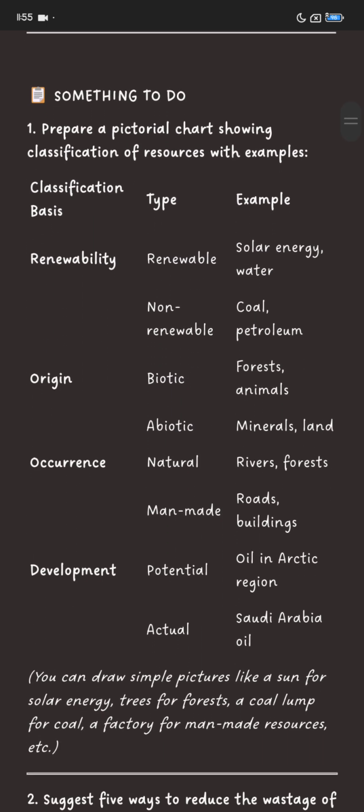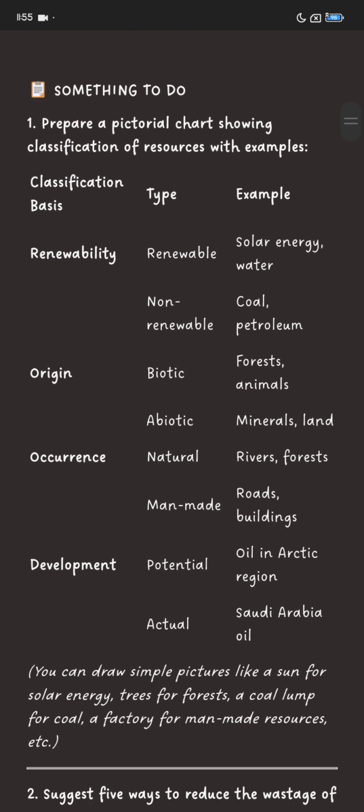Something to do. Prepare a pictorial chart showing classification of resources with examples, like classification basis, types, and their examples. Renewability: renewable and non-renewable, like solar energy, water, and coal and petroleum. Origin: biotic and abiotic, forest, animals, minerals, land. Occurrence: natural and man-made, rivers, forest, roads, buildings. Development: potential and actual, oil in Arctic region, Saudi Arabia oil.